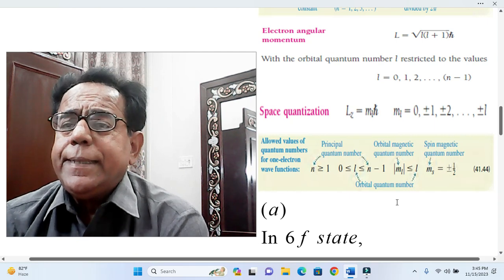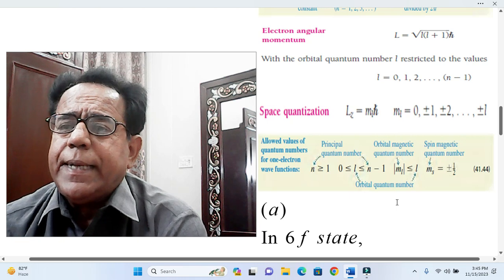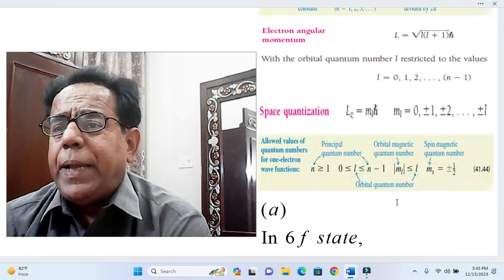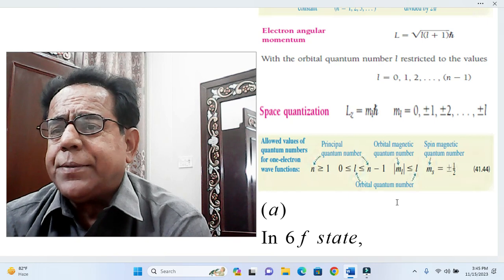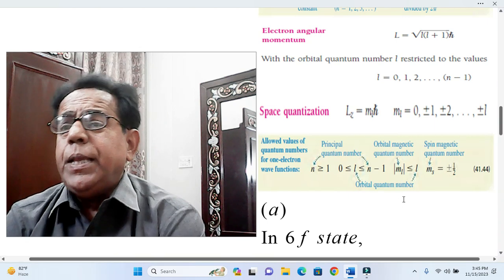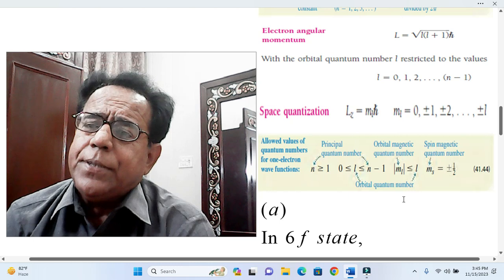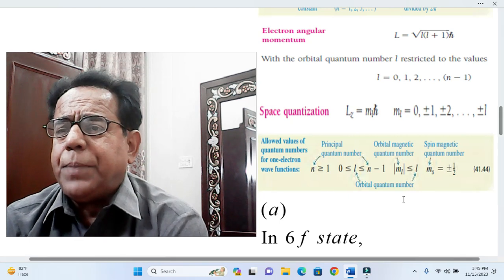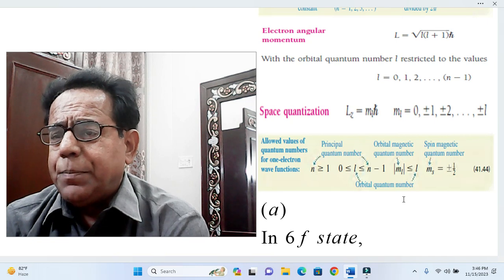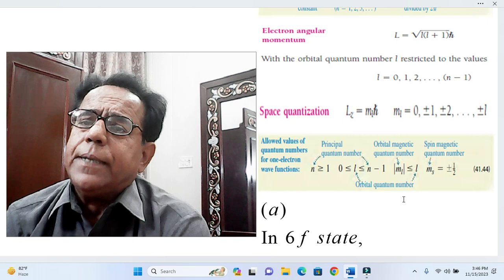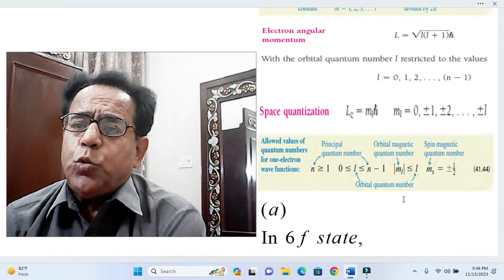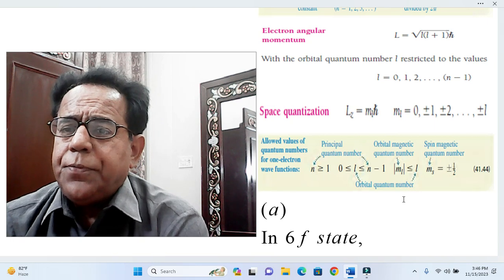The next snapshot is about space quantization. Lz, where z is written as a subscript of L, is equal to ml h bar, where l is written as a subscript of m, and h bar is Planck's constant divided by 2 pi. Here ml is equal to 0, plus minus 1, plus minus 2 and so on up to plus minus l. In the next snapshot, allowed values of quantum numbers for one electron wave function are given.